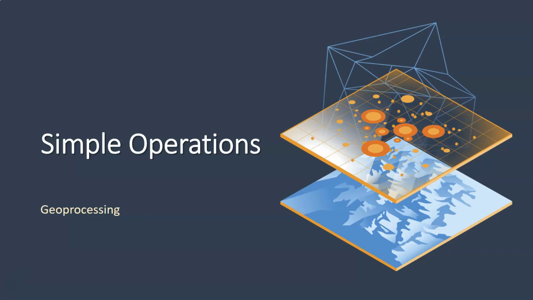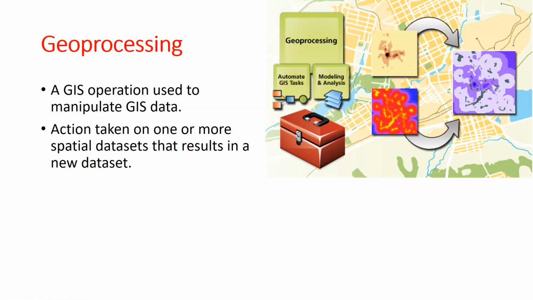So let's start from the definition of geoprocessing. It's very simply put an operation within GIS, or using certain procedure within GIS, to manipulate spatial data. We perform this manipulation either on one or more spatial data sets. What's important is that the result of geoprocessing is a new data set, a new permanent data set.